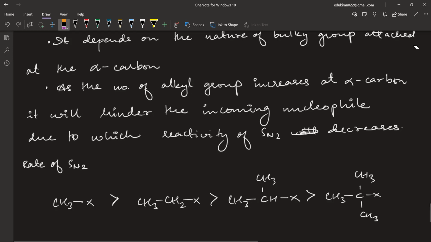You can see that 0 degree is the fastest here. Completely opposite trends. 1 degree, 2 degree, and 3 degree. Please write this down. Let me know when you're done.